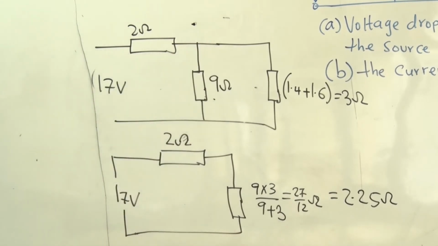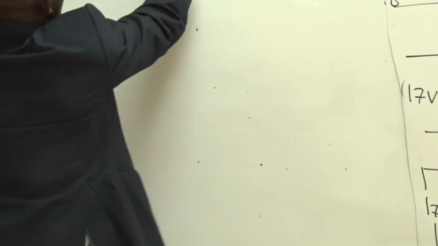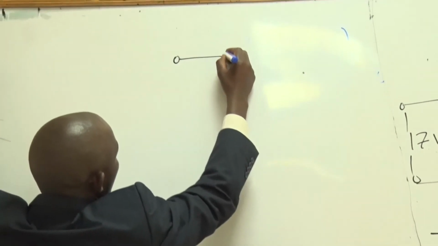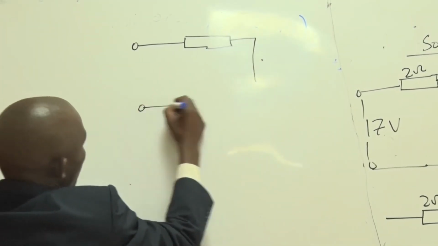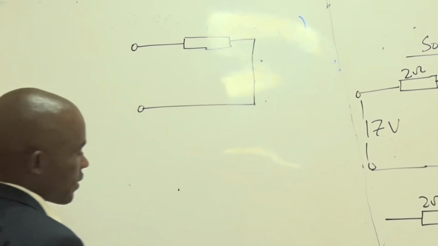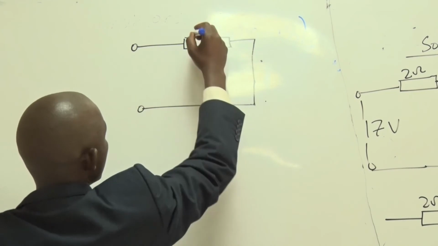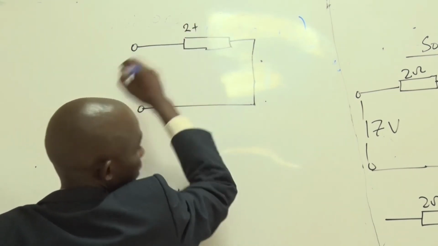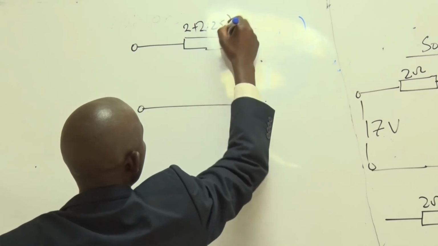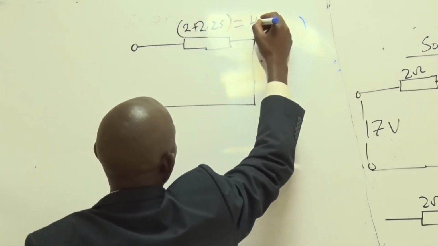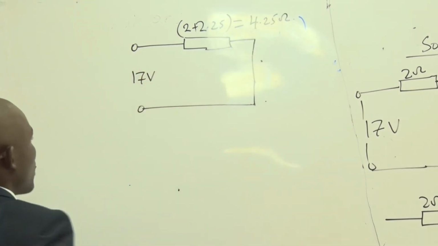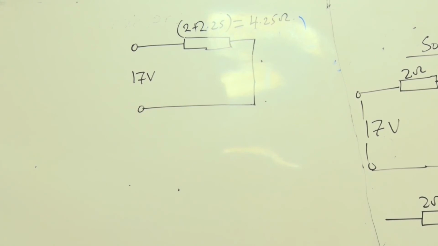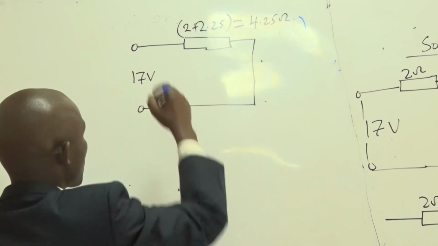The two resistors can further be simplified. We can further simplify that circuit. We can reduce it to this point. We draw this resistor there, like that. Then we have this. This is the same as 2.25, so that we now have 4.25 ohms. And this is 17 volts. So basically what we have been doing is reducing the circuit in that format. We have reduced that circuit.